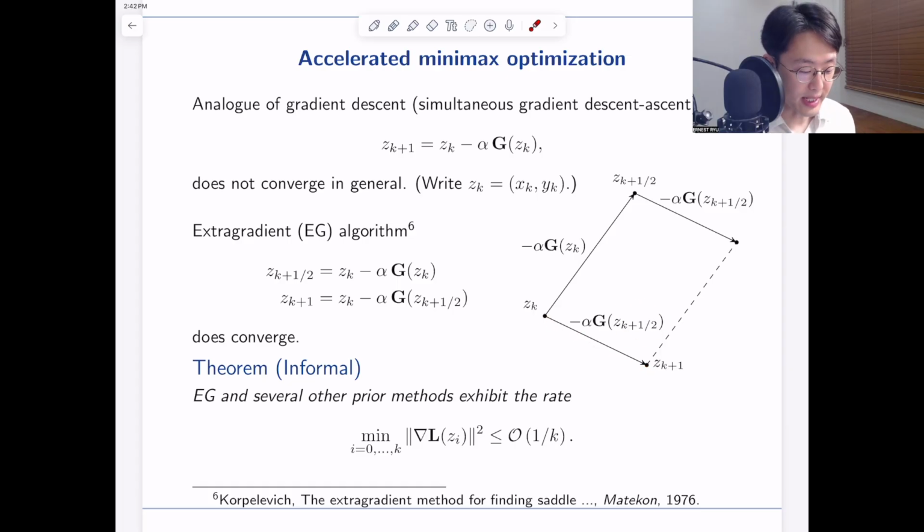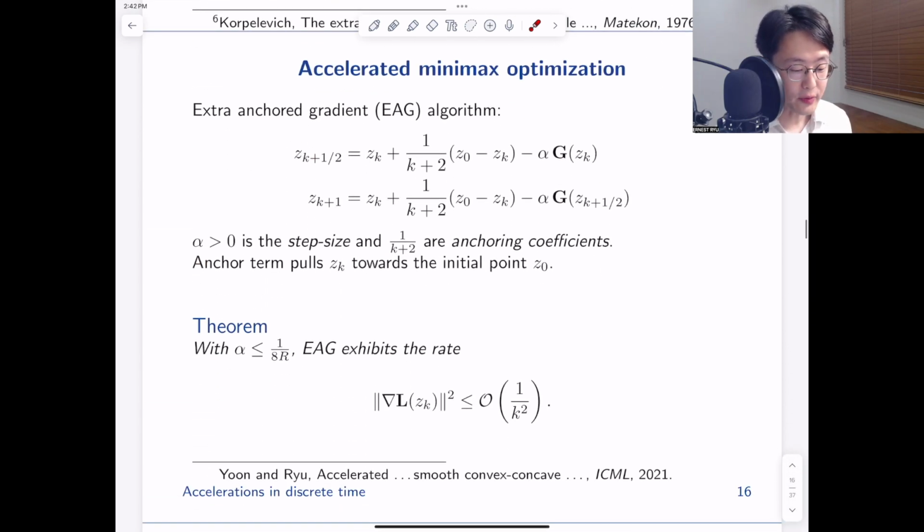Okay, so this is a classical algorithm. Its convergence behavior is well known. The gradient magnitude goes down at rate 1 over k, and this is well known. But this is suboptimal, and this can be improved. The accelerated minimax optimization algorithm is called extra anchored gradient.